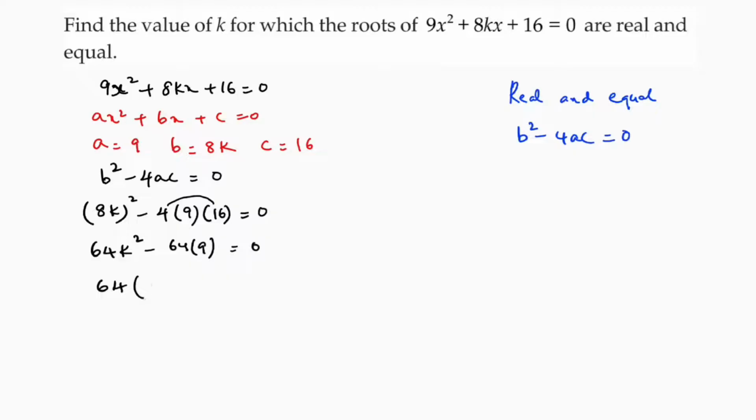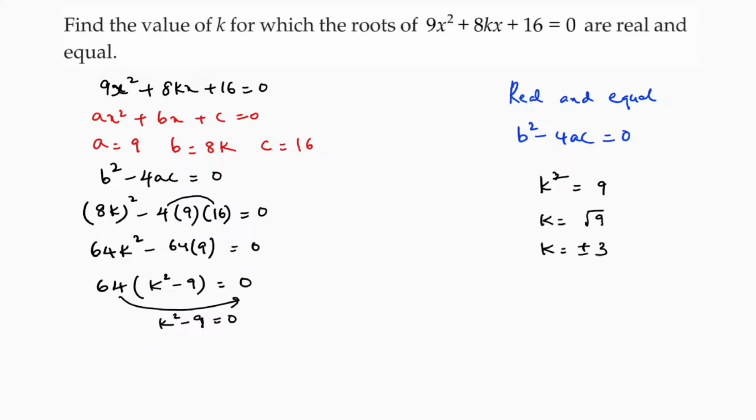If you take 64 common, k square minus 9 equals 0. So 64 if you transpose to that side, you will get 0. So k square minus 9, 0 by 64 is 0. k square minus 9 is 0. k square equals 9. k equals root 9, which is nothing but k equals plus or minus 3.